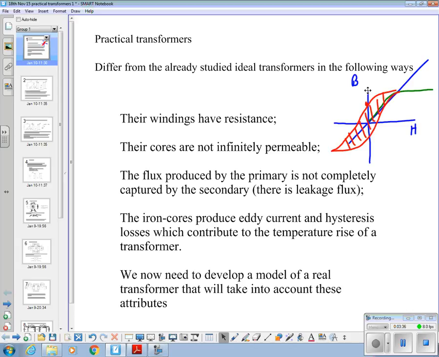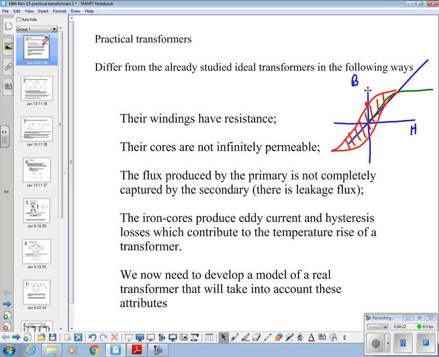So they're not infinitely permeable, they do saturate. So close to full load, you're going to be getting close to saturating your magnetic circuit. Third main thing on here is that the flux produced by the primary will not be completely captured by the secondary. So not all the flux created in the primary coil is actually going to be available to induce voltage in the secondary coil. Therefore, you've got some leakage flux that we need to represent. And there's leakage flux associated with the secondary coil as well, because there's a mutual thing.